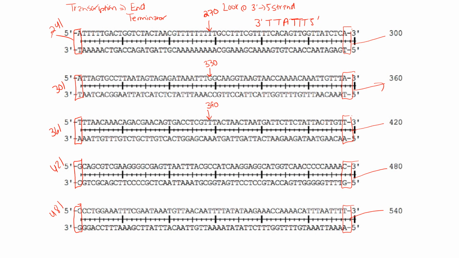Okay, so were you able to find it? Again, we're looking for TTA and then a triple T. If we look at this strand right here at the bottom, TTA, triple T, there is our terminator in our fifth row, the 481 to 540 row. And so we would label this particular one the terminator sequence.